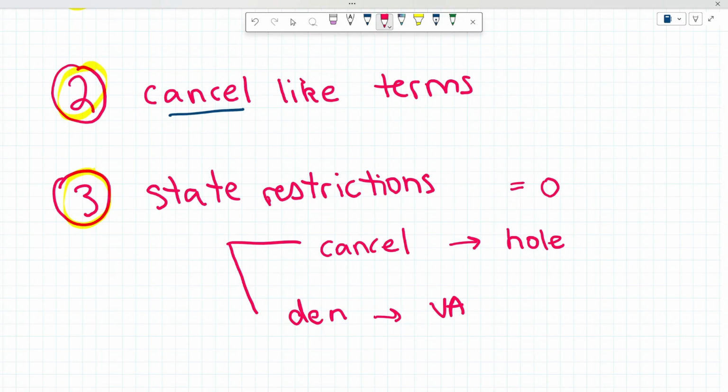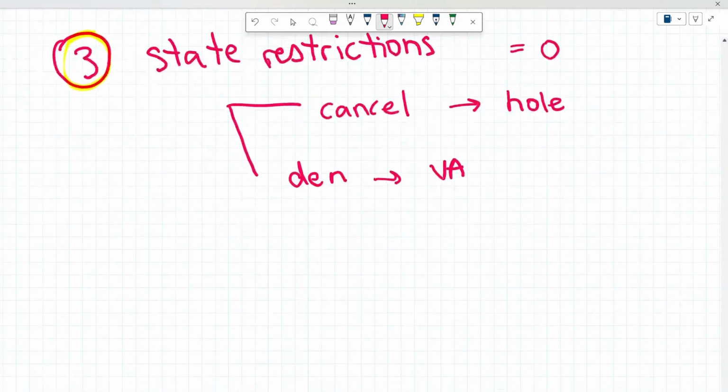So one, anything that makes our denominator equal to 0, and also second, anything that we have canceled out, because these represent values of x at which the function does not exist. Let's look at an example, and this will help clear things up.